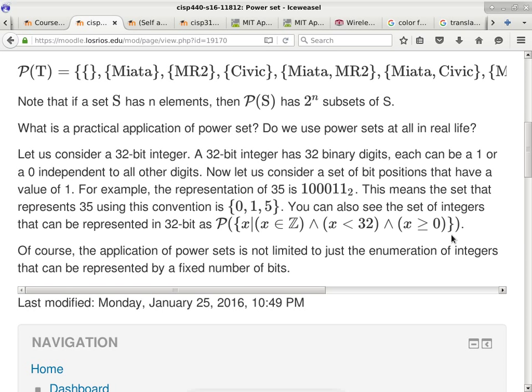Yep. Any other questions? Any questions about power sets? No questions about power sets. Yep, go ahead. Are both of those examples power sets, or just the 0, 1, 5? No, this is an element of that power set. It's an element of the power set that represents all possible integers.